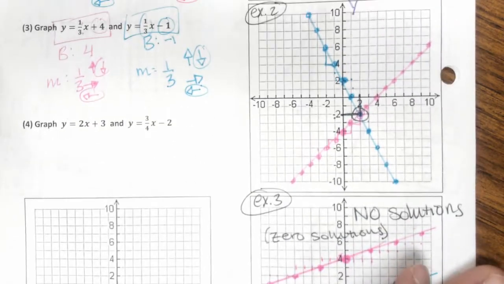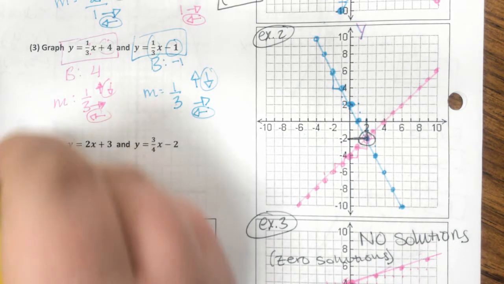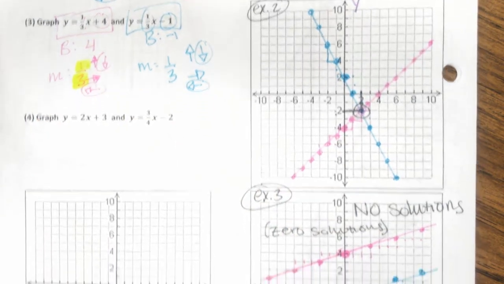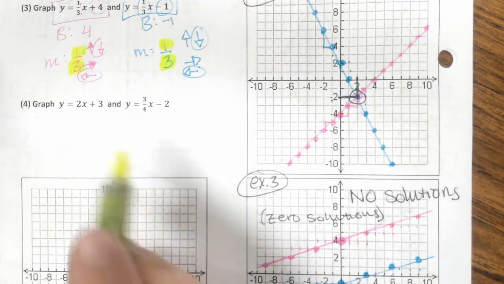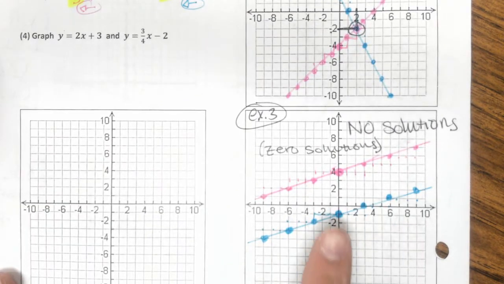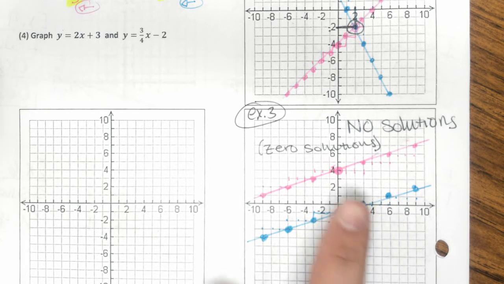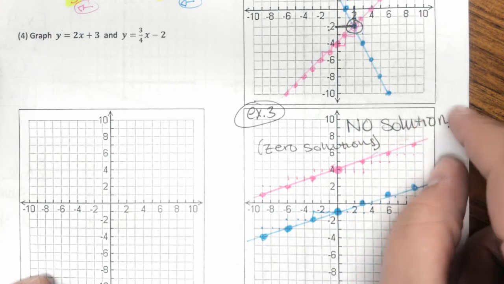I'd like to point out why that happened. In the pink line, if I went up once, then I also went over 3. In the blue line, if I went up once, I also went over 3. These 2 equations had the same slope, and they started at different points. So every time the blue one went up, the pink one also went up the same amount of spaces. Every time the blue one went to the right, the pink one also went to the right the same amount of spaces, which means these never touched because they moved the same direction at all times.